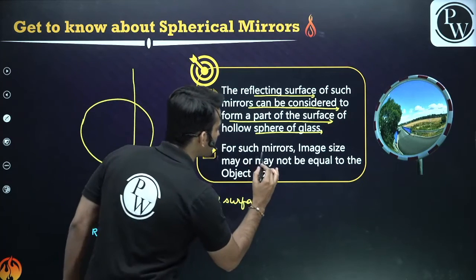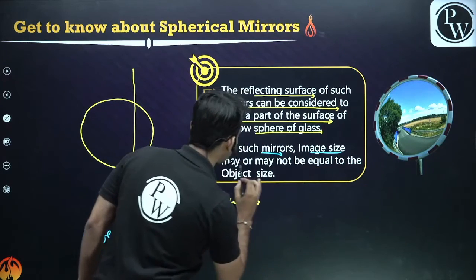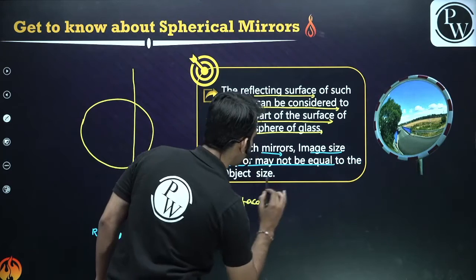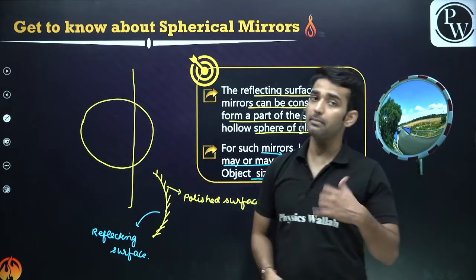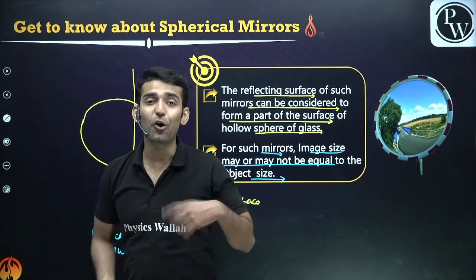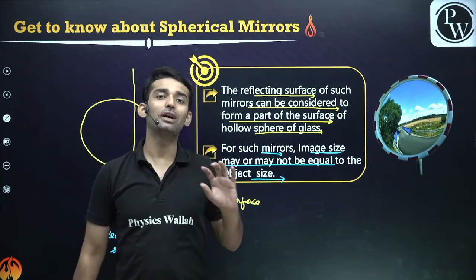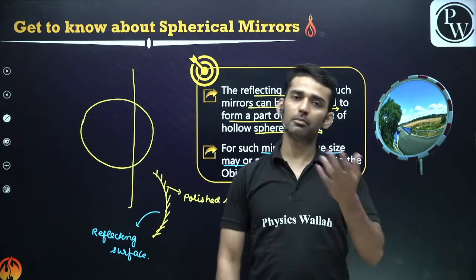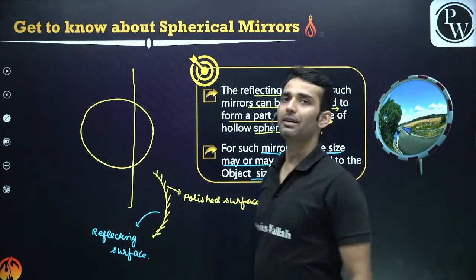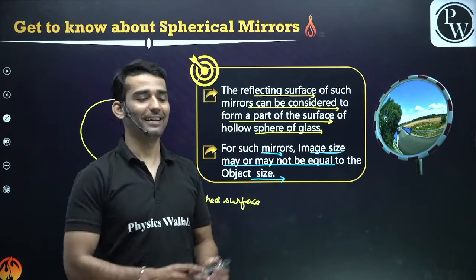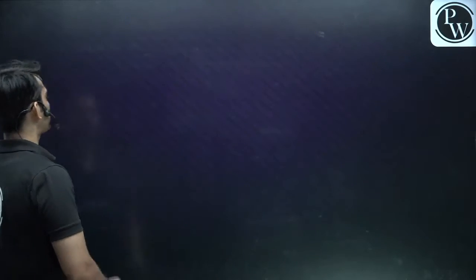And next, for such mirrors, the image size may or may not be equal to the object size. The image can be larger than the object, smaller than the object, or equal to the object. So you can get a variety of images from these spherical mirrors. Now we will be studying these spherical mirrors in great detail. Is it clear? Write it down, guys.